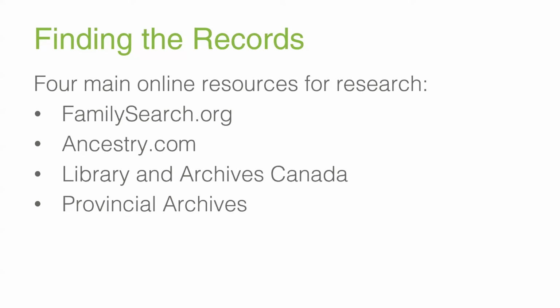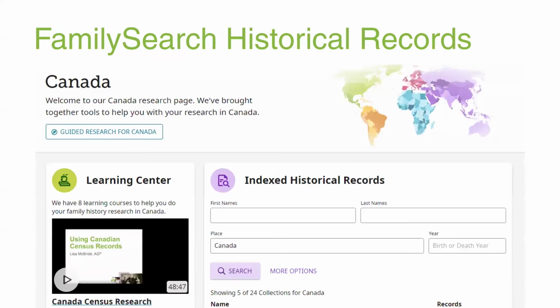Explore the different databases that each online resource has, and you can find a lot of great information and records on your ancestors. Family Search has a great historical records page, and it grows every year for Canada. And they create guided research plans for Canada. They have a huge learning center page that has courses for you to listen and learn about Canadian research, from census records, vital records, land records, and more. And they have some really great index collections as well.